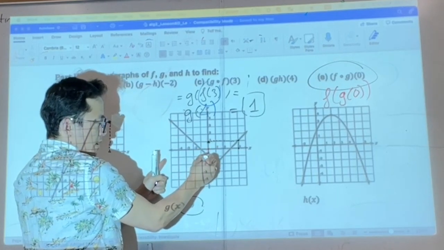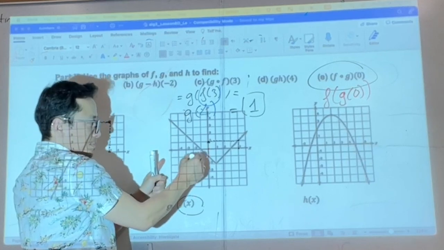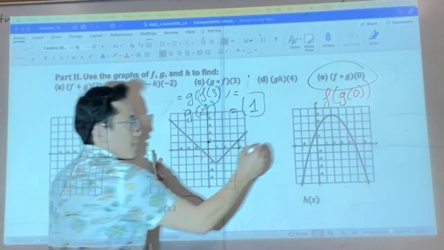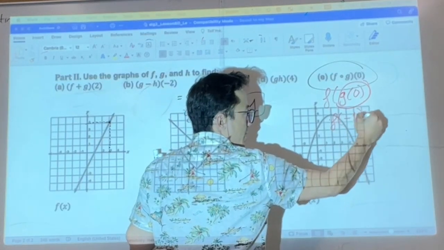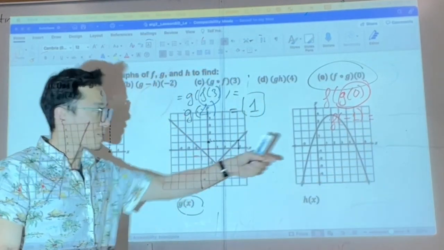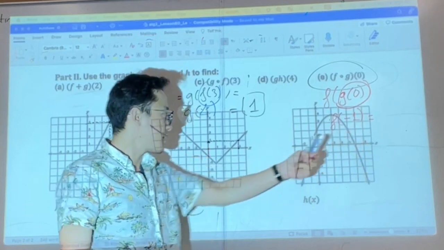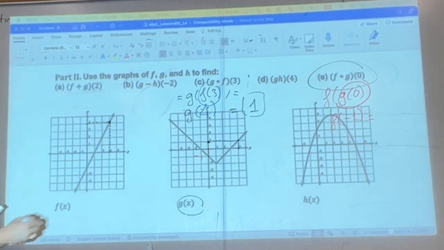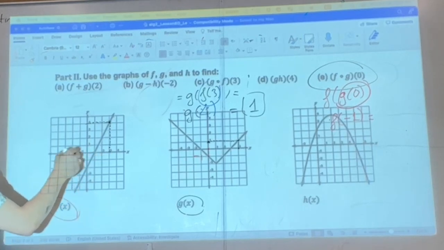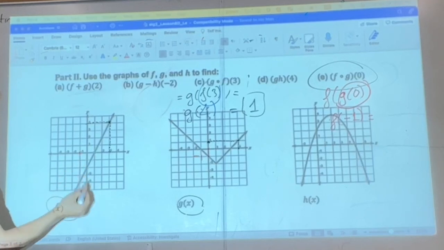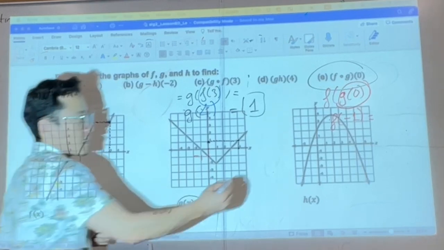I go up where I hit the graph. Okay, I hit the graph right here. What is Y? -1, right? So I replace this with -1. F of -1. Now I need to find F of -1. Okay, look at F right here. X is equal to -1. Now I go up so that I can hit the graph. I hit the graph right here. And what is Y? -4. So the answer is -4.